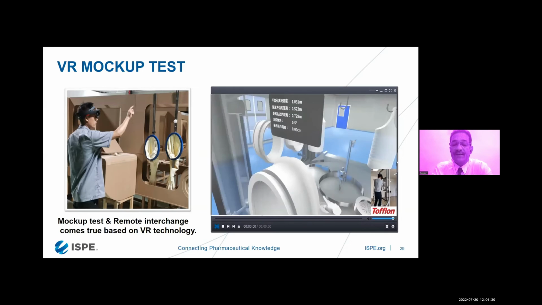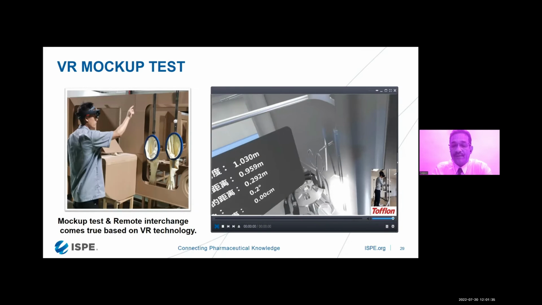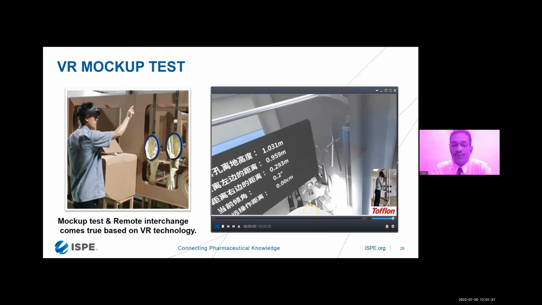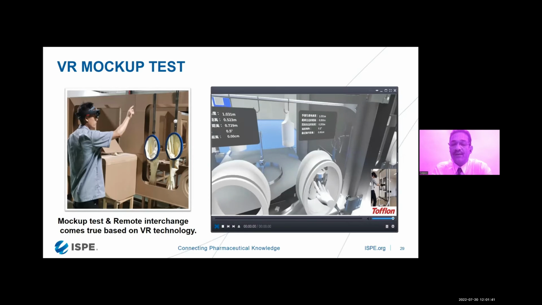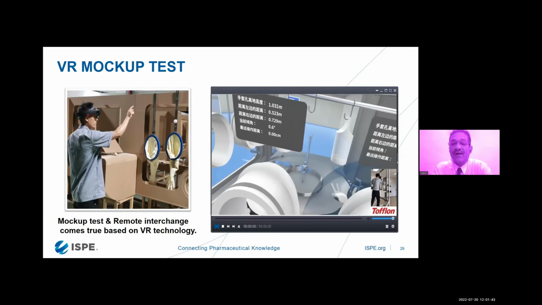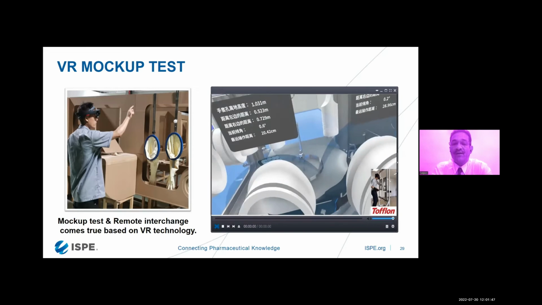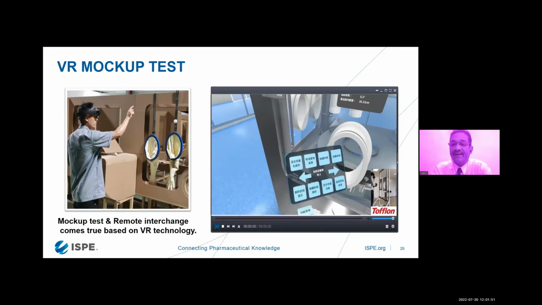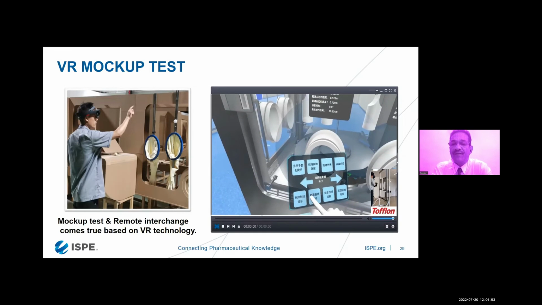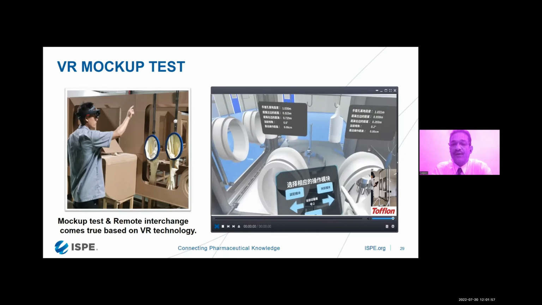So this mock test is very important before we go with the final design, because all the points, including the position of the RTPs, how many RTPs you require, how many glove ports you require, and where the location of the viable and the non-viable has to be on the entire integrated line, everything gets finalized, including the design for the hangers and everything.